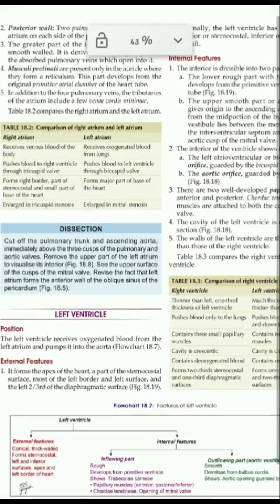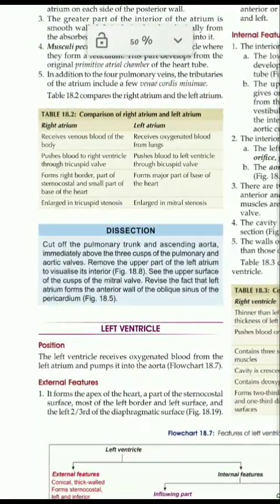So next page we see here the left ventricle. It basically receives oxygenated blood from the left atrium and pumps it into the aorta. External features: it forms the apex of the heart, a part of the sternocostal surface, most of the left border and the left surface, and the left 2/3 of the diaphragmatic surface.